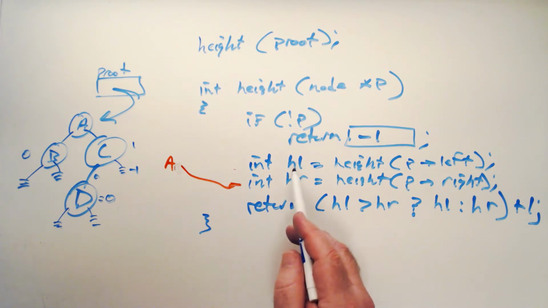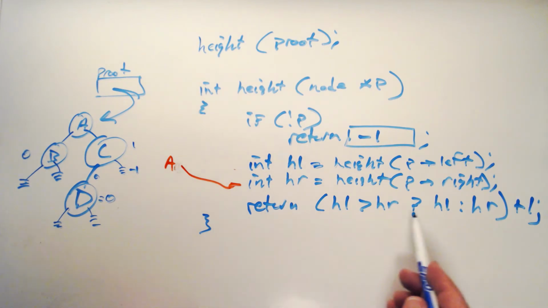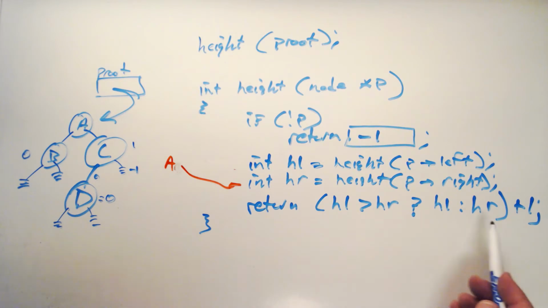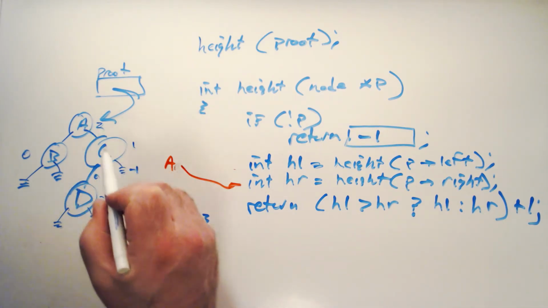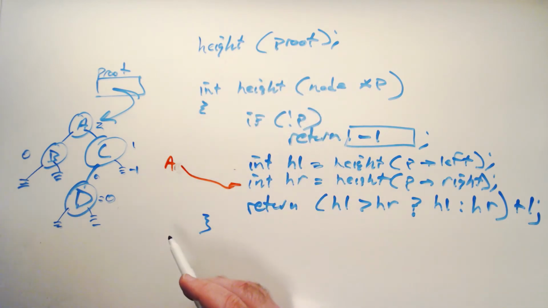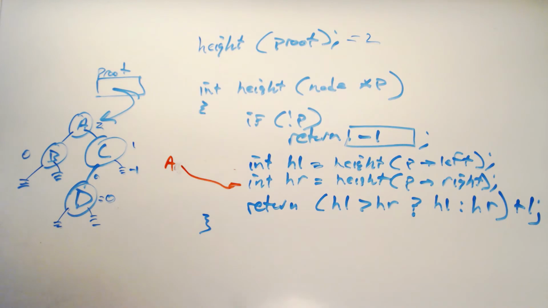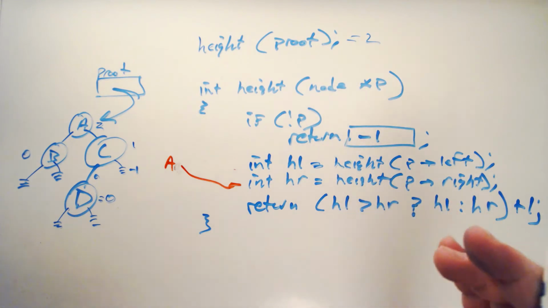So A ends up with the left guy reporting back a 0, the right guy reporting back a 1. Therefore, this will evaluate to HR being larger. Therefore, it'll be 1 plus 1, which is 2. So A will then say, my height is 2, return back up to here. This guy will return a 2 when it's called for this tree. And you can walk through this for other scenarios you want. As written, this recursive routine will always return the height of any binary tree.